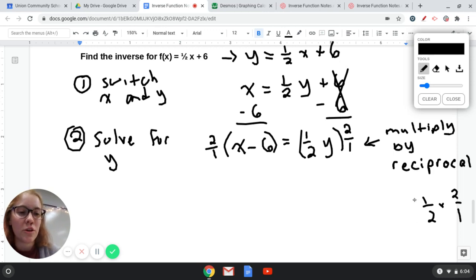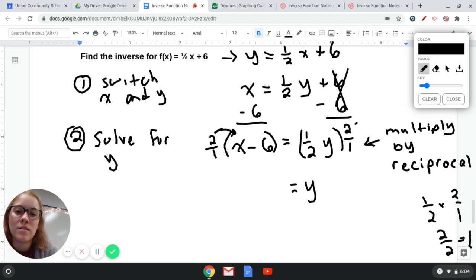multiply fractions, multiply across, you end up with 2/2, which is just 1, which means this is 1y, and another way to write that is just y, which means that these fractions will cancel out, and you will end up with just y. Now you have 2 times x minus 6, so I'm going to go ahead and distribute this.